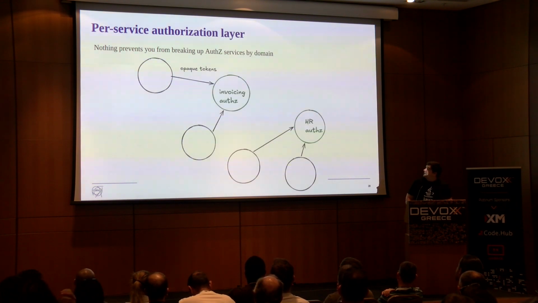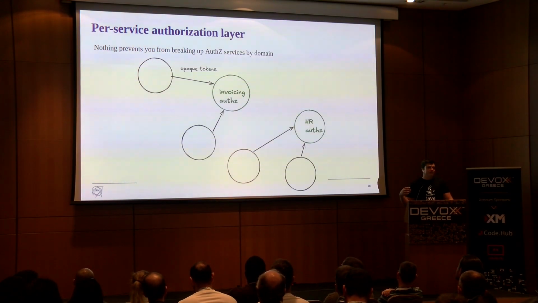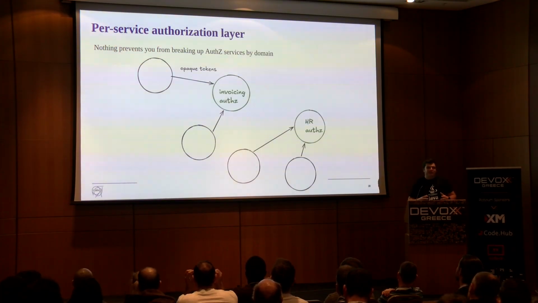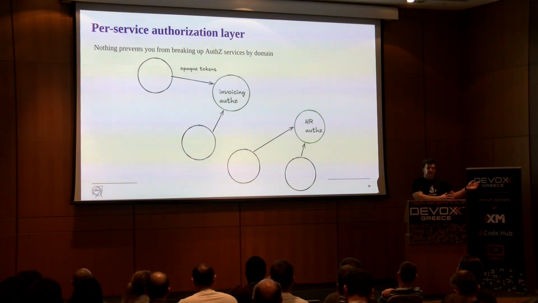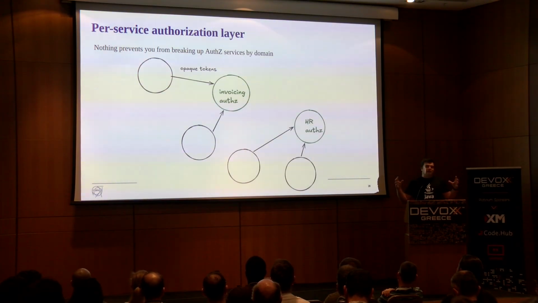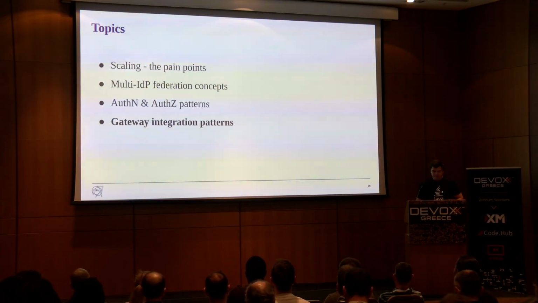Now, another thing is per service authorization layer. So I was saying before that opaque tokens have an inherent problem, the fact that you're using a centralized server to verify who you are. But that doesn't prevent you from splitting this domain information into multiple domains, right? So you have an invoicing authorization server, one for HR, one for whatever, right? So then if one of them goes down, that doesn't mean the whole thing goes down, right? Because they can't check tokens and so on. And you can also play around with caching and all that. So that's just a kind of side note, right?